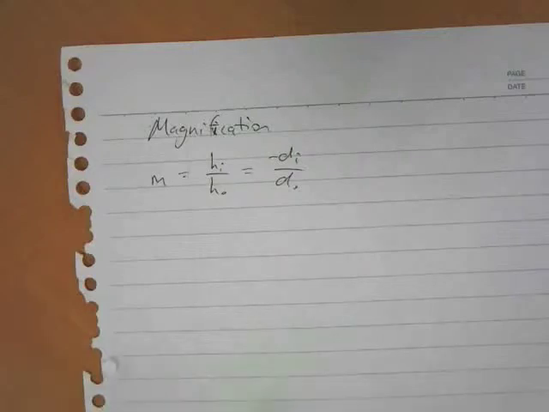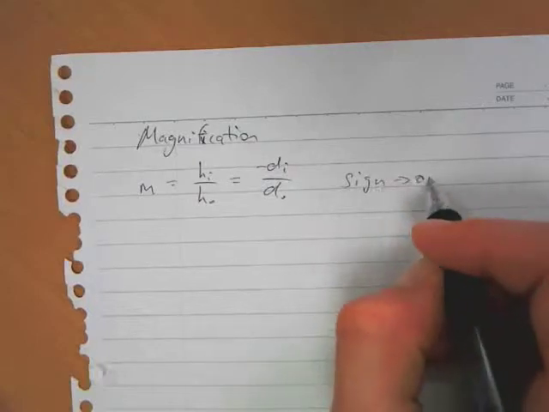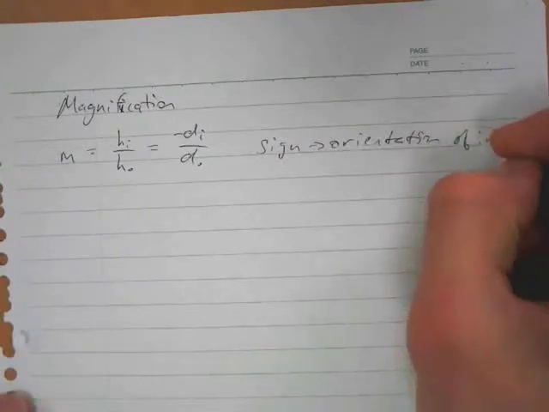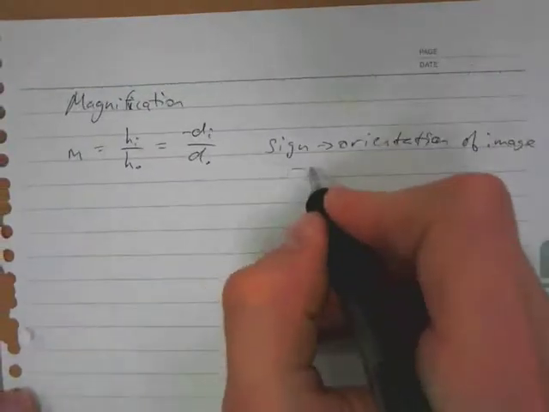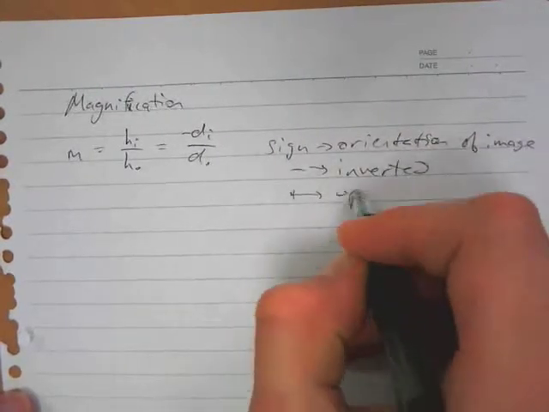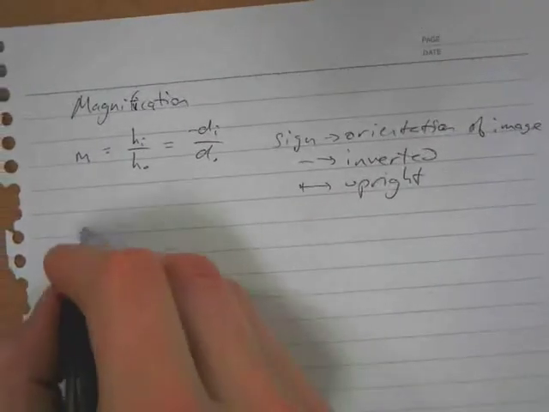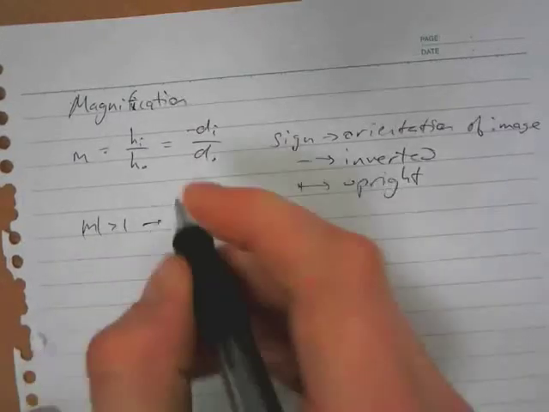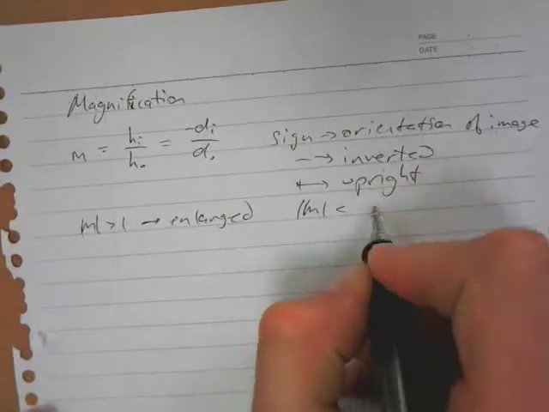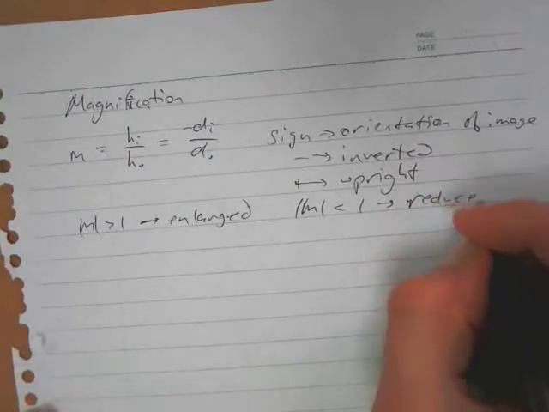The sign of the magnification tells you the orientation of the image. A minus sign means it's inverted. A positive sign means it's upright. And then the number, if the absolute value of m is greater than 1, that means that the image is enlarged. Or if the absolute value of m is less than 1, that means the image is reduced in size.